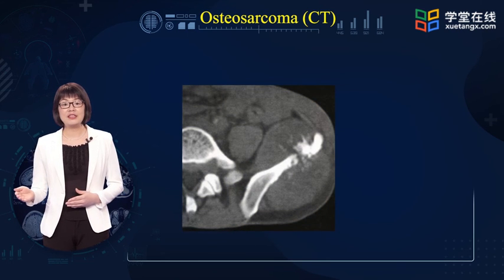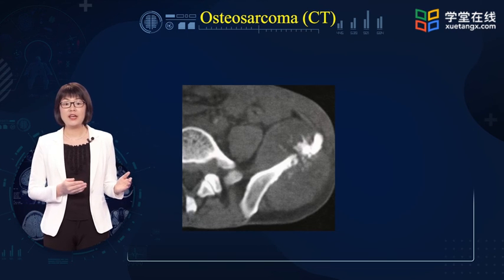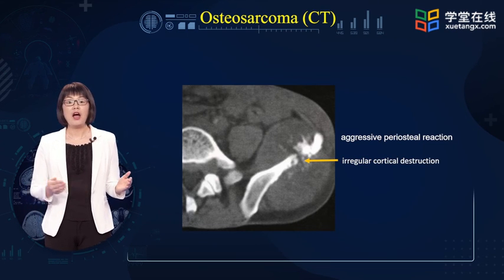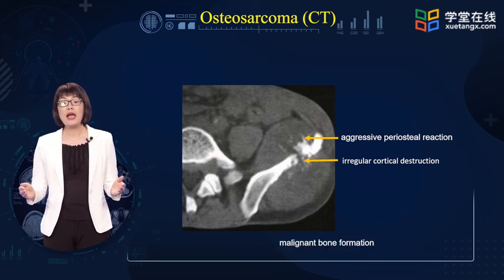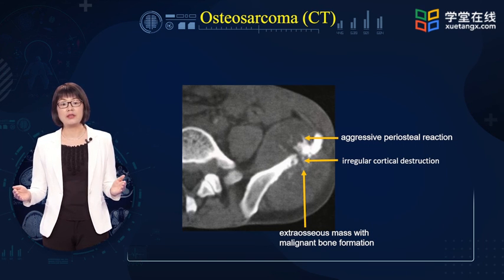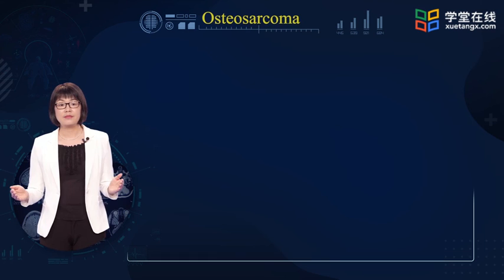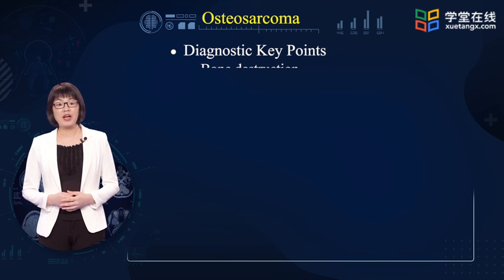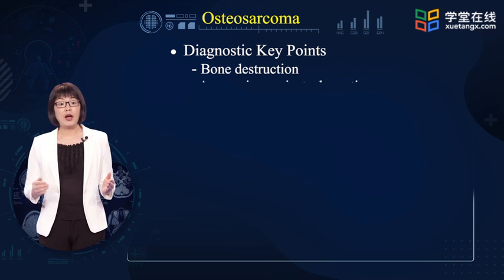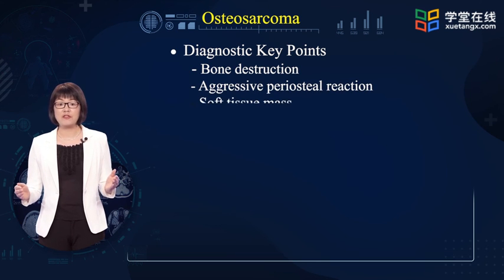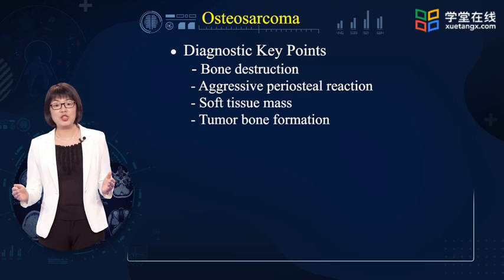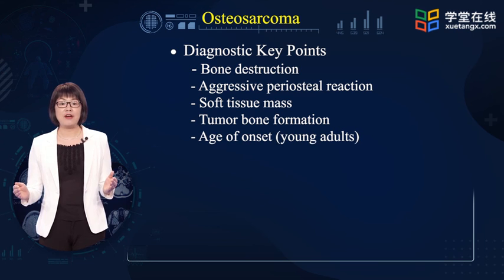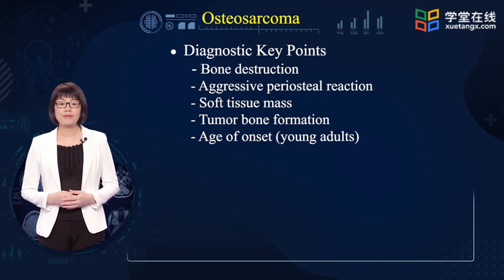Here is another CT of an osteosarcoma in the left ilium, showing irregular cortical destruction, aggressive periosteal reaction, and a large soft tissue component, again with osteoid formation. To conclude, the diagnostic key points for osteosarcoma include bone destruction, aggressive periosteal reaction, soft tissue mass, malignant bone formation, and, sadly, usually found in young patients.